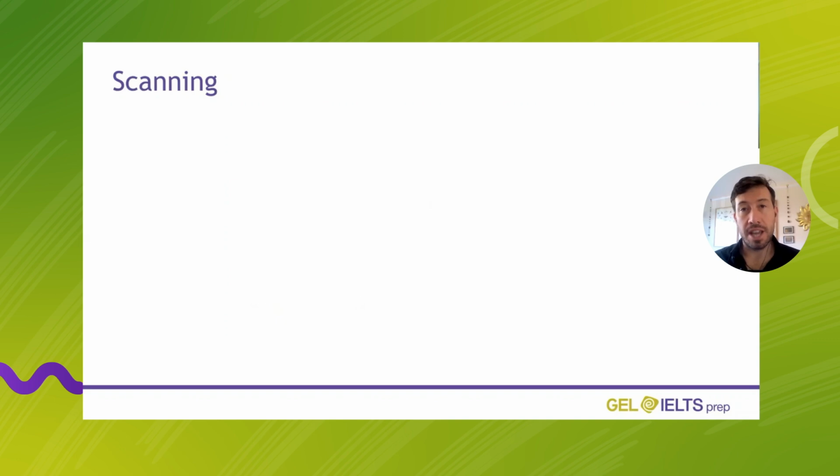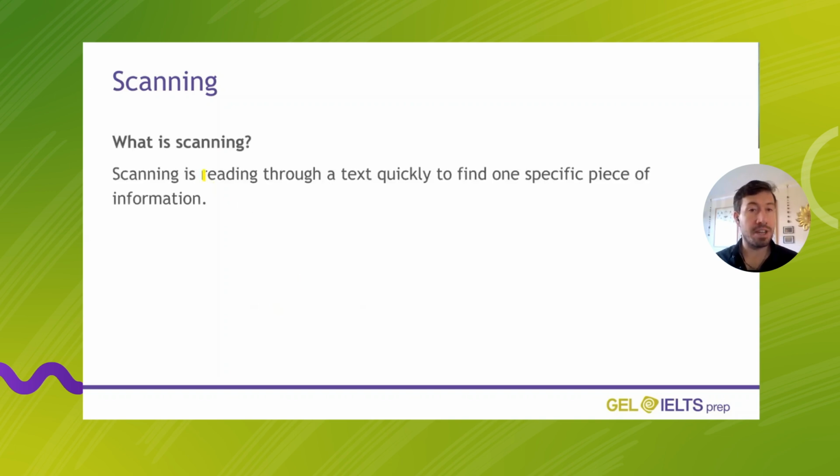Now let's turn our attention to scanning. So scanning is a different skill to skimming. So what is it? Well, scanning is reading through a text quickly to find one specific piece of information. So if you remember, skimming was to build a general picture of a whole text. Scanning is looking for something very small, one specific piece of information. So you're not trying to read everything, you're just quickly trying to find that one thing.